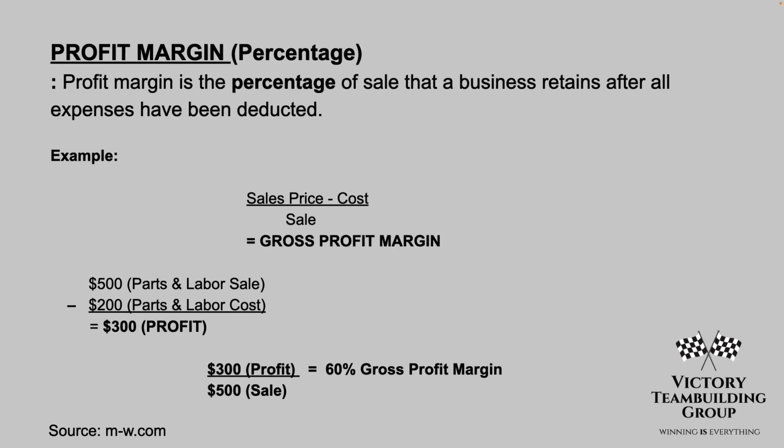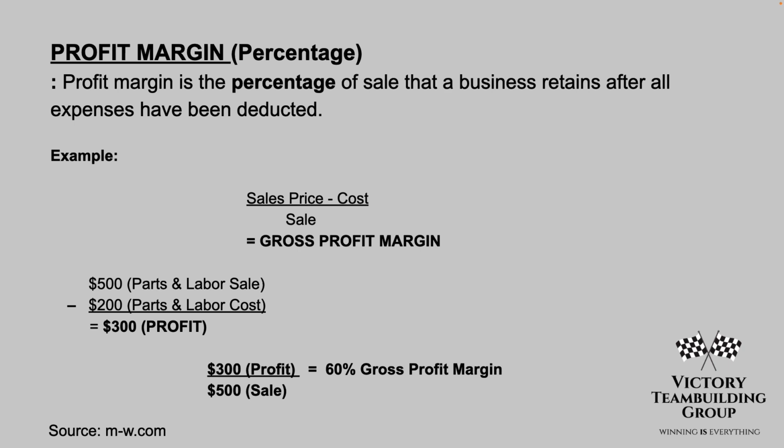Okay, so now let's talk about profit margin. Profit margin is the percentage of sale that a business retains after all expenses have been deducted. So, for example, this is a percentage. When you're talking about margin, margin equals percentage. If you say gross profit, I'm going to expect that you're going to give me a dollar amount. If you say gross profit margin, I'm going to expect that you're going to give me a percentage.